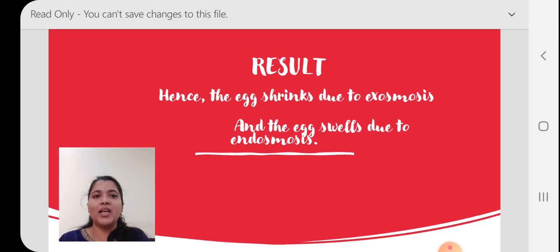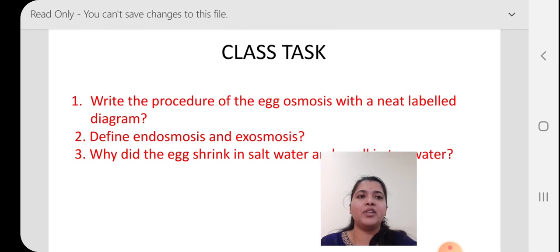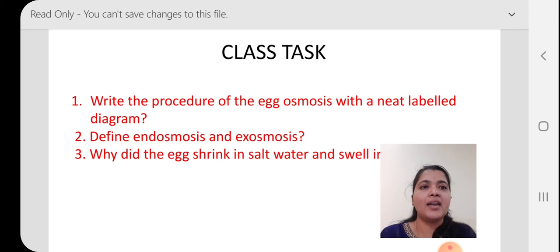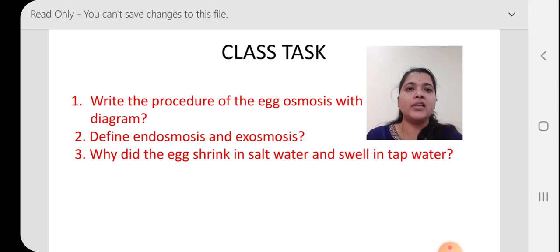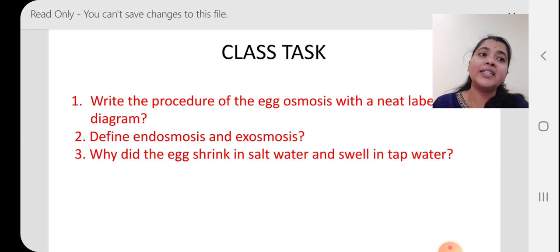So this is about the egg experiment, children. I hope you all understood the experiment. Coming to the class task. First question, write the procedure of the egg osmosis experiment with a neat labeled diagram. Whichever diagram you think is reliable, please draw it. Next, define what is endosmosis and exosmosis. Third question, why did the egg shrink in salt water and swell in tap water? I have explained the reason, so please give the reasons for these questions.